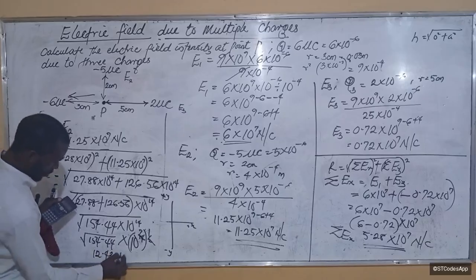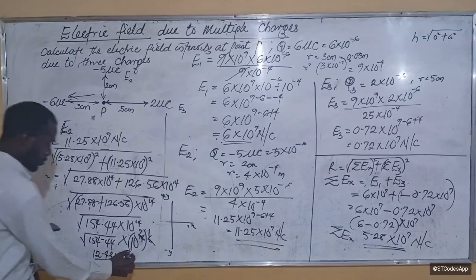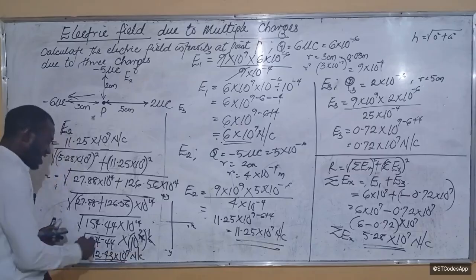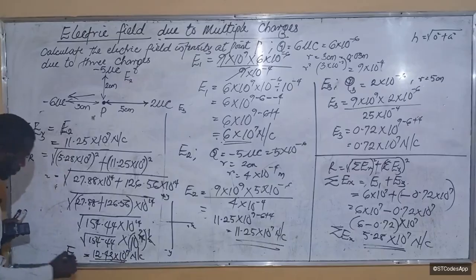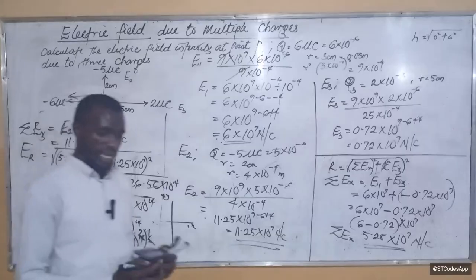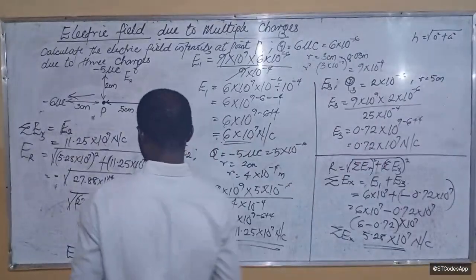12.443 times 10 raised to the power 7. So this is the answer. This is the electric field, so Newton per coulomb. This is the electric field intensity that will be felt at point P. Is that clear? That's the electric field intensity that will be felt at point P.